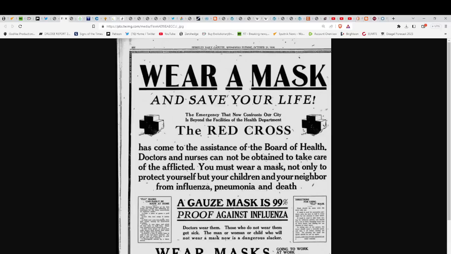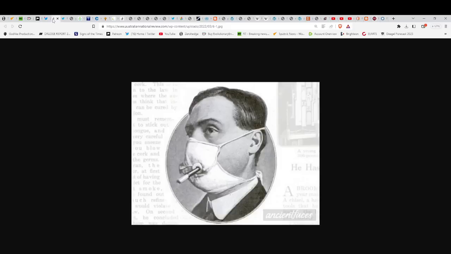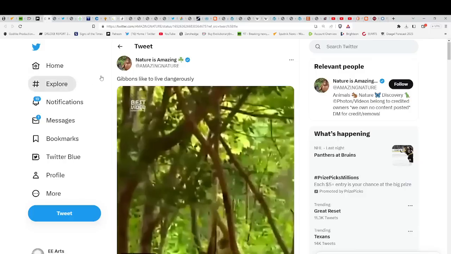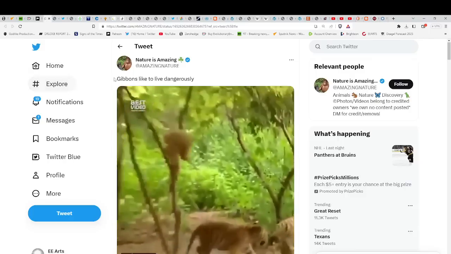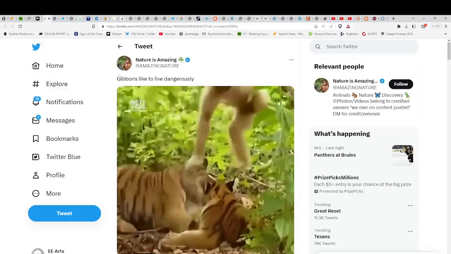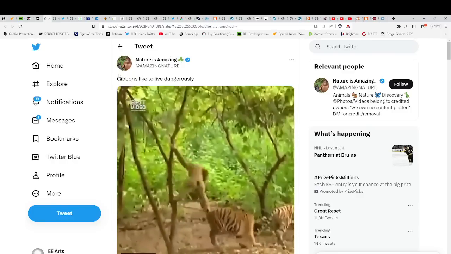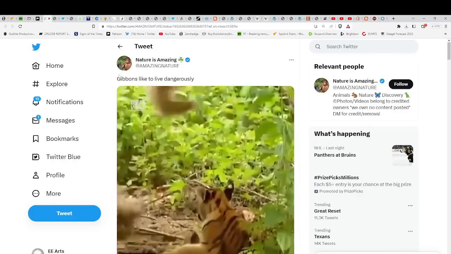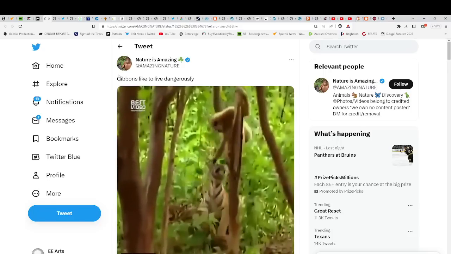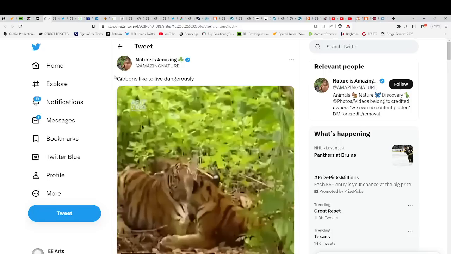99% proof against influenza. History repeats itself. Does that make a lot of sense? No, it doesn't matter. It doesn't have to make sense. Again, they think we are all just ignorant monkeys. That's it. They're just monkeys. They're going to go along. But even monkeys sometimes have their day against the biggest predators out there.